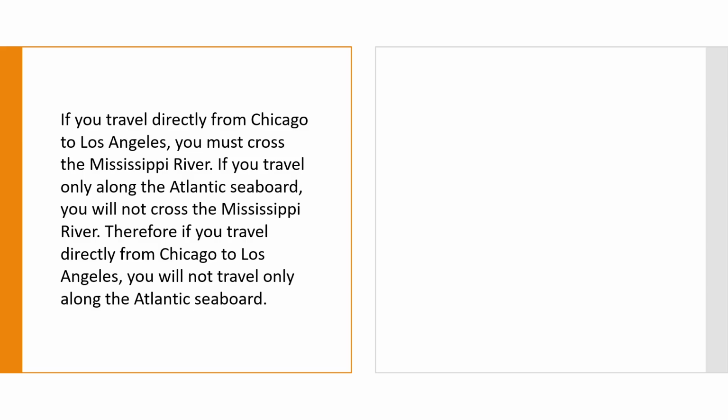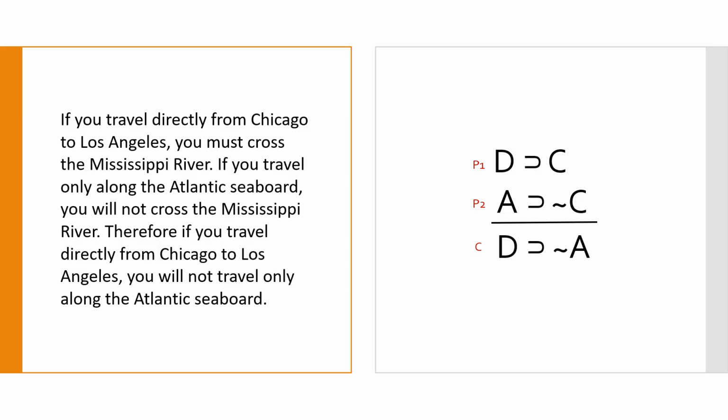To offer an illustration of the problem, consider the following argument, an argument which is valid. If you travel directly from Chicago to Los Angeles, you must cross the Mississippi River. If you travel only along the Atlantic seaboard, you will not cross the Mississippi River. And therefore, if you travel directly from Chicago to Los Angeles, you will not travel only along the Atlantic seaboard.